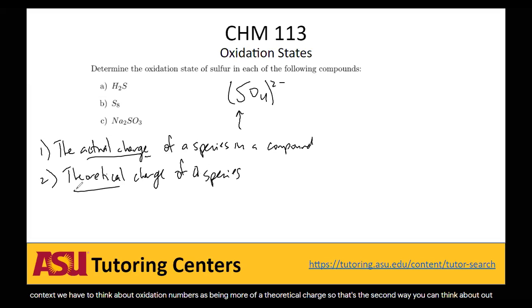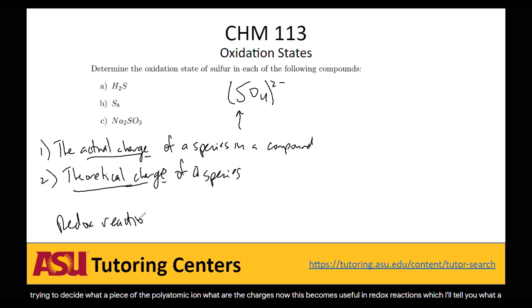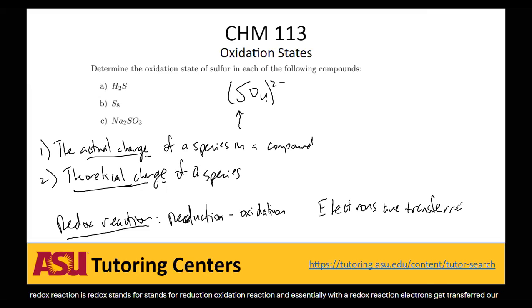It typically shows up in the context of polyatomic ions, trying to decide what a piece of the polyatomic ion, what its charge is. Now this becomes useful in redox reactions, which I'll tell you what a redox reaction is. Redox stands for reduction oxidation reaction. And essentially, with a redox reaction, electrons get transferred from one species to another species.